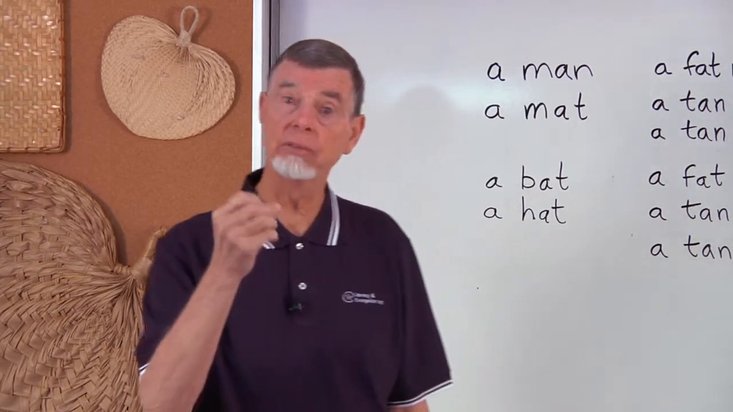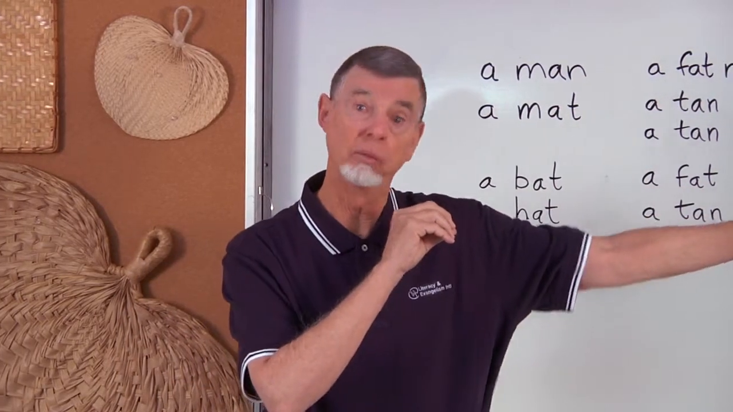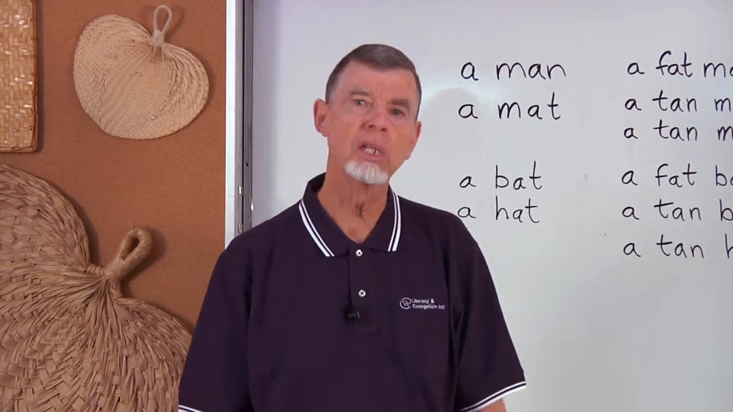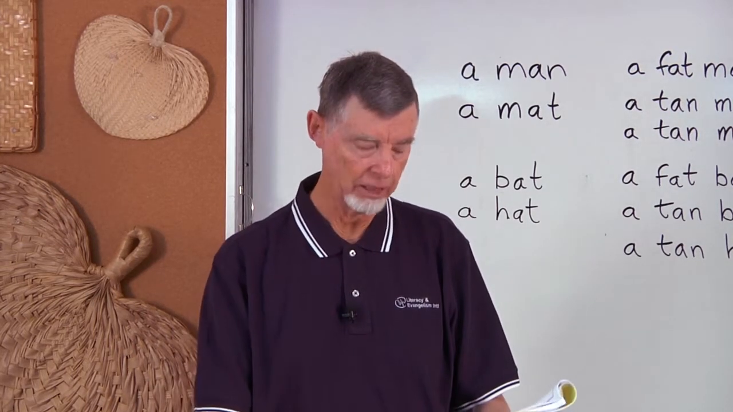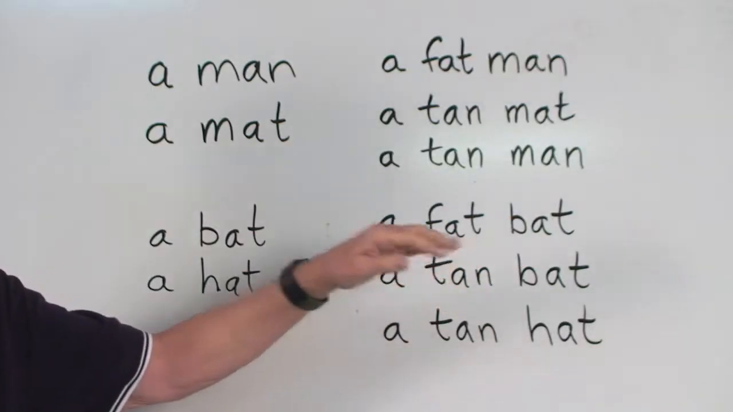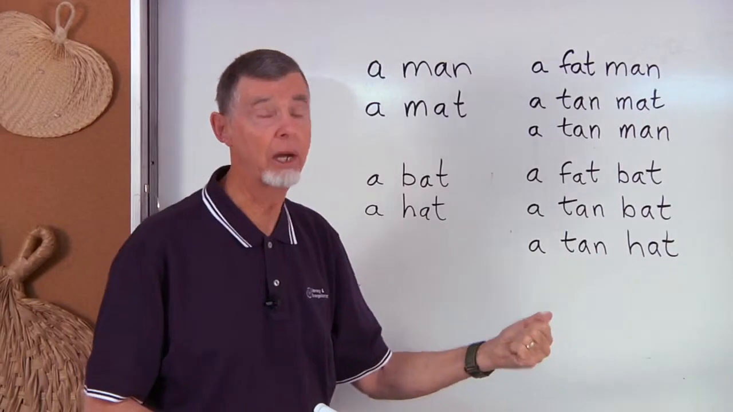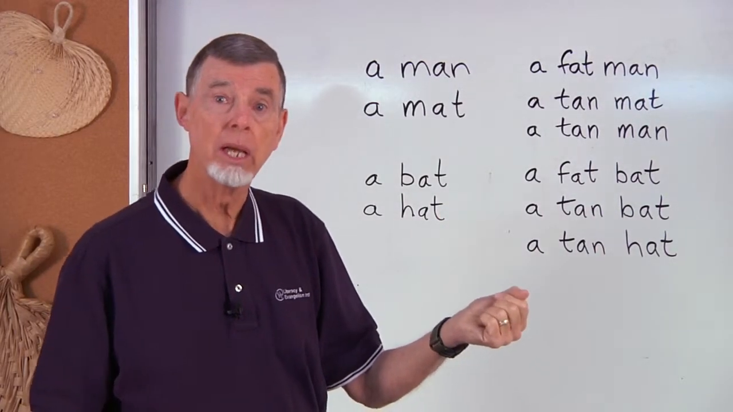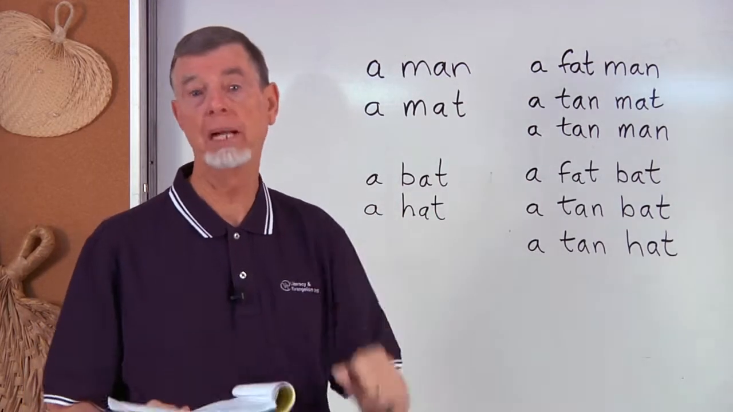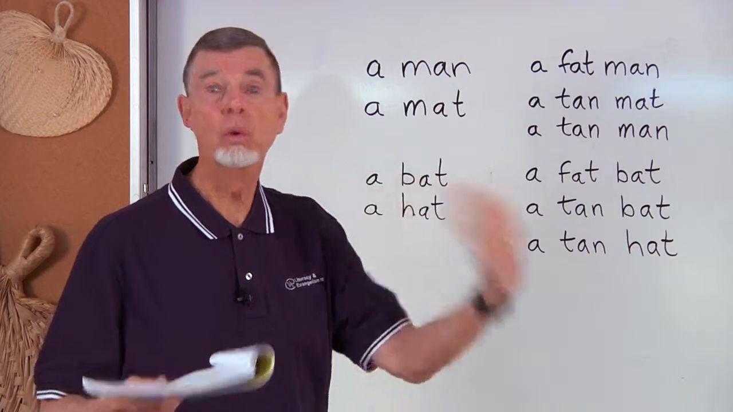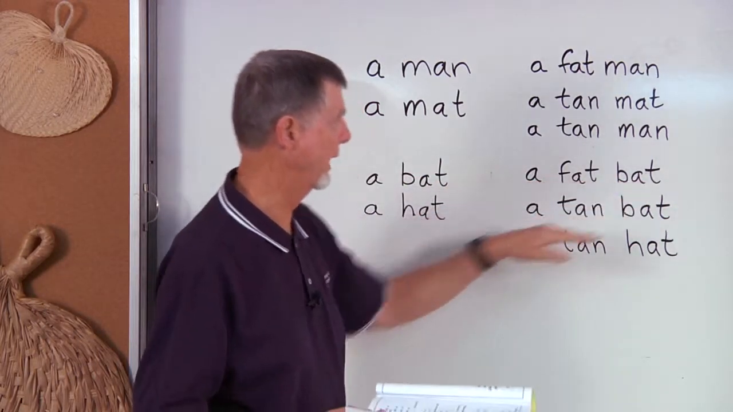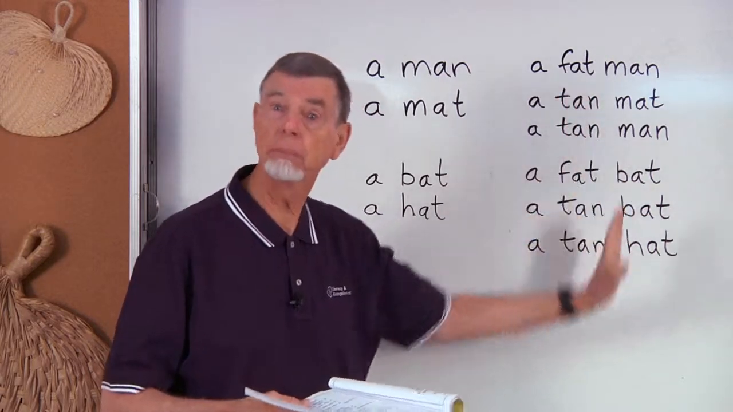And let me just say that even though we did clap the stress before, when they're reading, you want to help them use the rhythm and stress patterns. So for example, a fat bat. A fat bat. You know, we accent our descriptive adjectives and colors and things like that. So we say a blue car, a white blouse, a green house. And so we say a fat bat, a tan bat. So you help them put the stress.